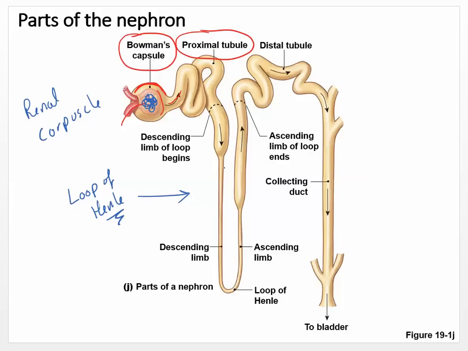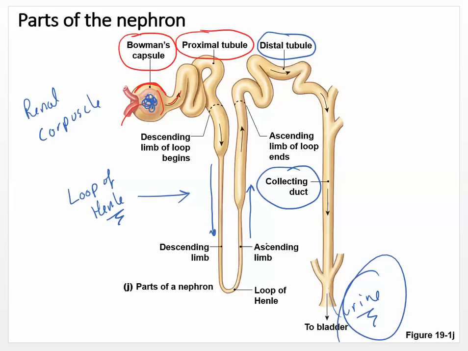Okay, and you have the descending limb, or the descending loop of Henle, and you have the ascending limb, the ascending loop of Henle. Okay, and then you have the distal tubule. If this was proximal to the Bowman's capsule, then this is distal. Okay, so this is the distal tubule, and then you have finally the collecting duct, and the collecting duct will then drain, and that's what actually becomes urine. Okay. So if a fluid or some particle makes it through here all the way to the end without being reabsorbed, then it becomes urine.